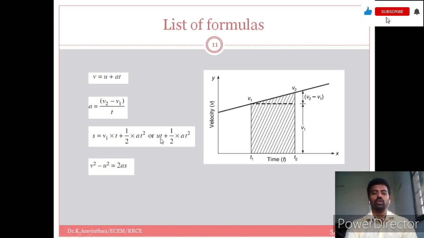You have to use ut plus 1 by 2 at square. Instead of u, if you are substituting v, you can identify the distance travelled by the object. Here t is time and a is acceleration and s is the distance. Also, there is an equation for the three components. Here you can see velocity and speed in terms of acceleration and distance.